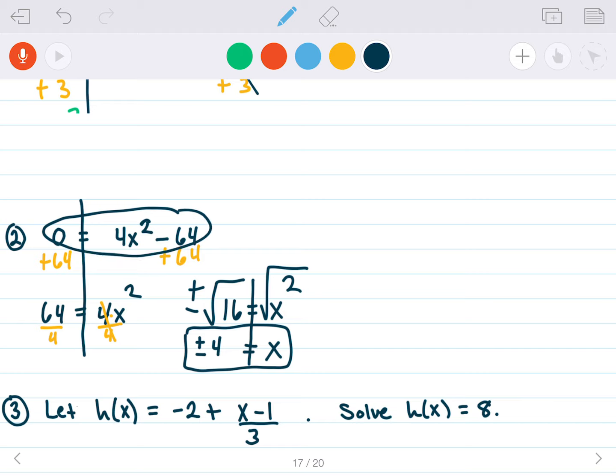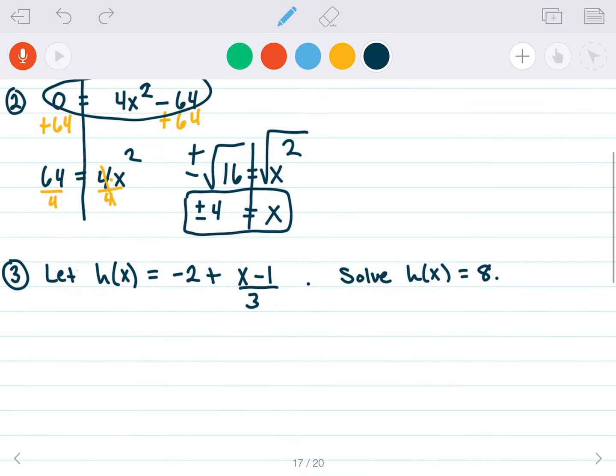The first answer is -4. If I plug -4 in for x, I get a true statement. And the second answer is +4. If I plug in +4 for x, I also get a true statement. So we actually have two answers for this one.